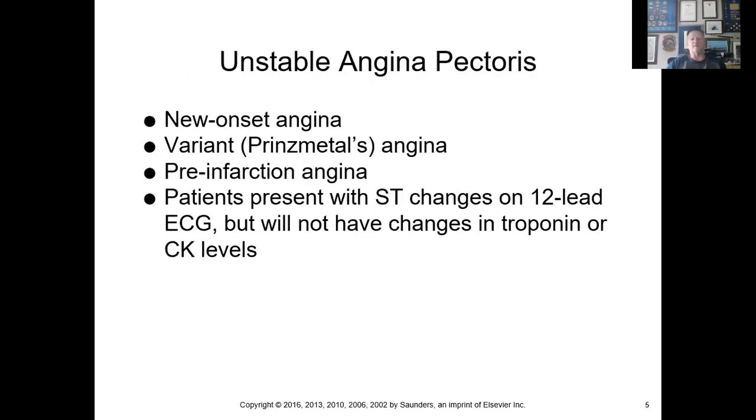Now, they talk initially about unstable angina pectoris. This is a new onset angina. Variant, nobody calls it Prinzmetal's anymore. It's coronary vasospasm. Just think of it that way. In other words, if people get overexcited, if they get an adrenaline rush, if they get scared, they start to get chest pain. What that is, it's due to the epinephrine that's being shoved out into their system, and it's causing coronary vasospasm.